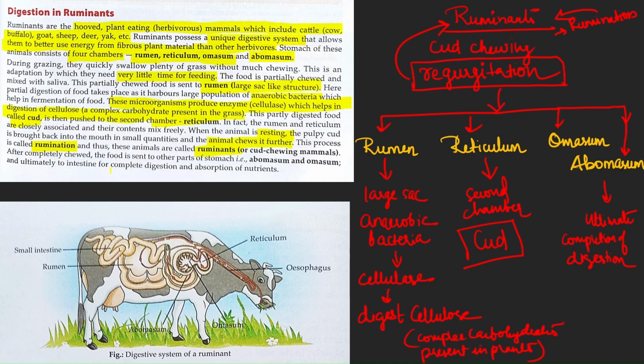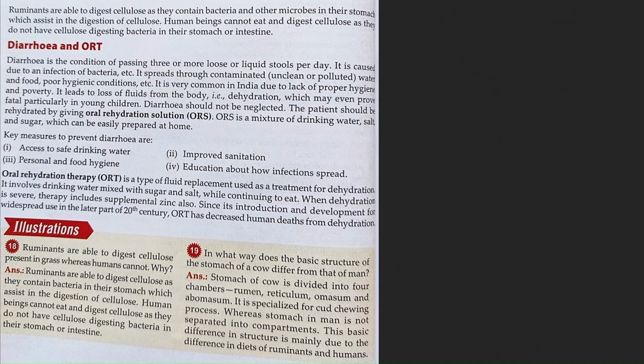Cud-chewing mammals. After being completely chewed, the food is sent to other parts of the stomach, that is omasum and abomasum, and ultimately to the intestine for complete digestion and absorption of nutrients. So this is the digestion in ruminants. Okay, so the difference, as I explained, is that ruminants are able to digest cellulose because they contain bacteria in their stomach which produce the enzyme cellulase. Human beings cannot eat and digest cellulose as they do not have cellulose-digesting bacteria in their stomach or intestine.